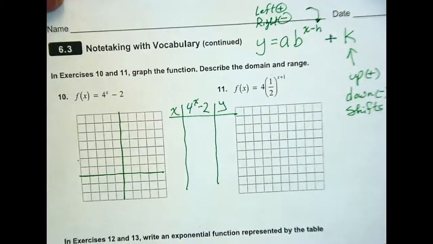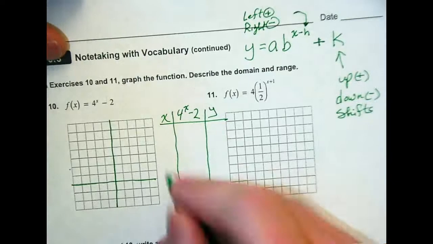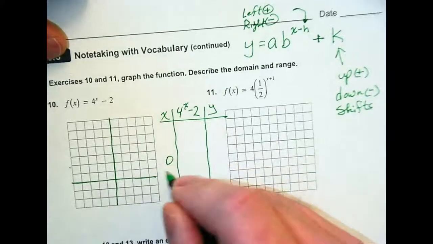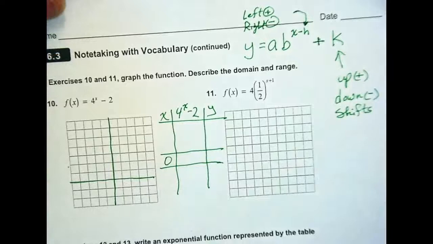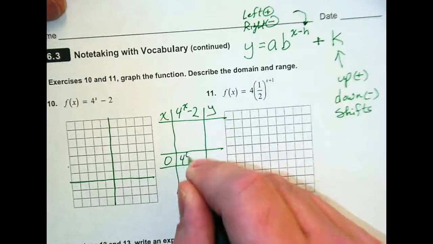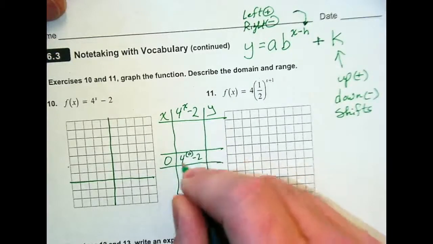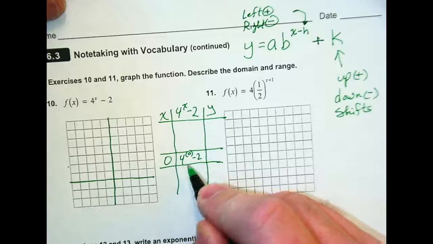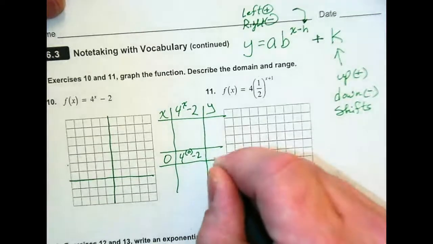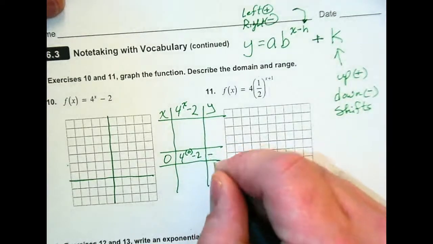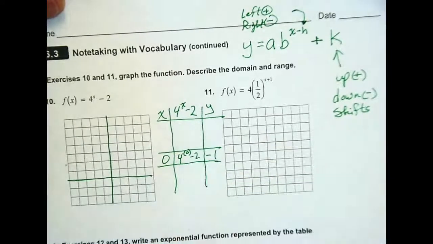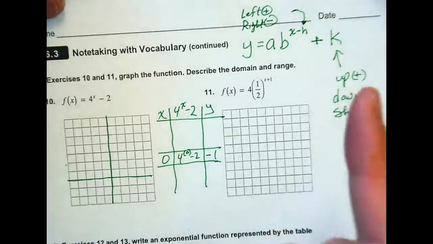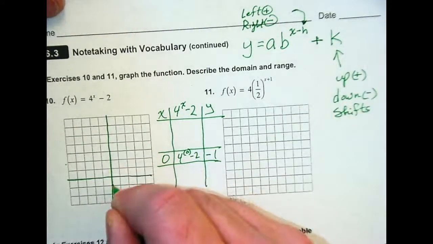What are we finding, -2 or 0? We're going to find 0. Why are we finding 0 for X? So we know what it equals. Good. That's the y-intercept. So 4 to the 0 minus 2. 4 to the 0 is? 1 minus 2 is -1. Good. That means my y-intercept is at -1, which seems kind of weird, right?